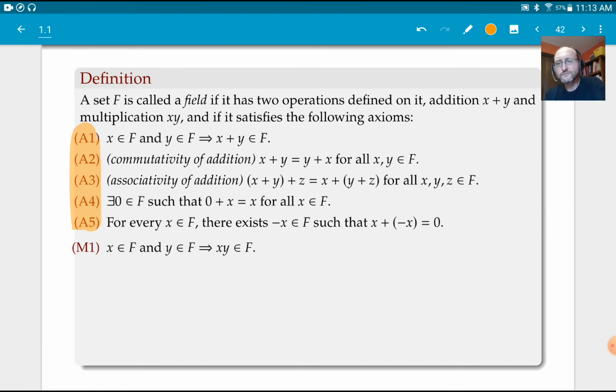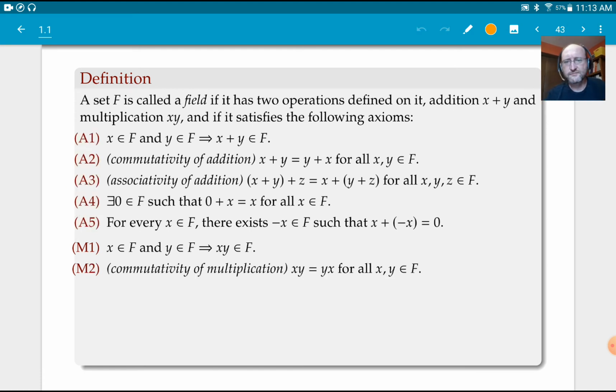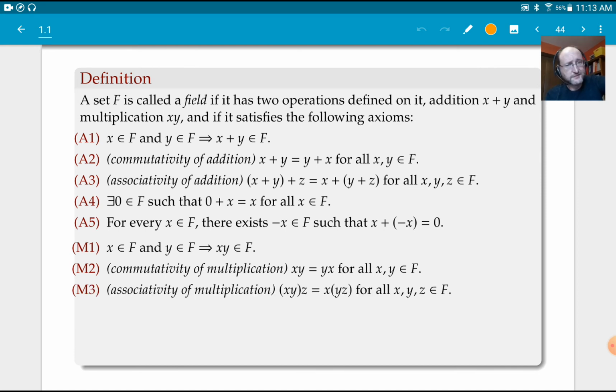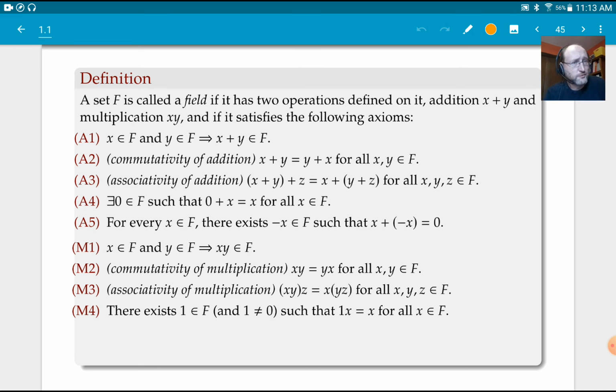Now, for multiplicative axioms, we have first sort of the same thing. X times y is some element in F for every x and y. It's commutative. It's associative. There exists a multiplicative identity, a 1, we'll call it 1. And we're going to assume that 1 is not equal to 0.